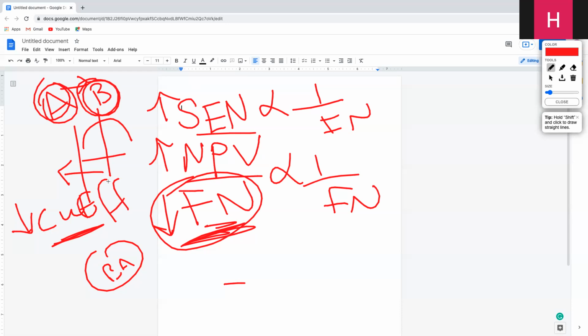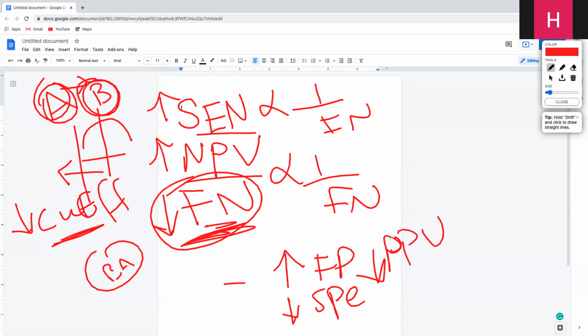The opposite of that: when you're moving like this, you will be increasing the false positive, and increasing the false positive will be decreasing the specificity and also decreasing the positive predictive value. Always B with B with B, N with N with N.